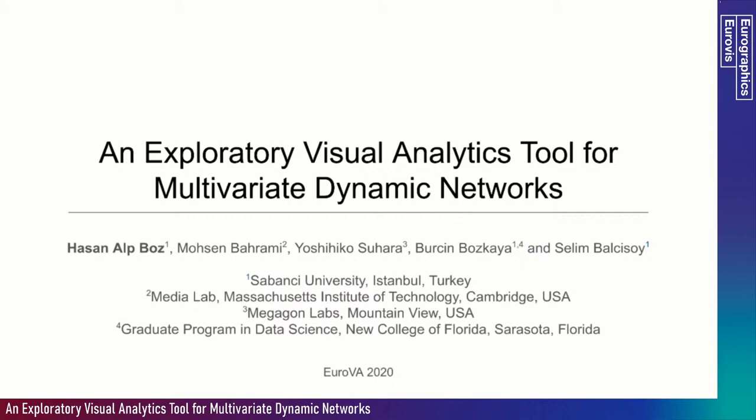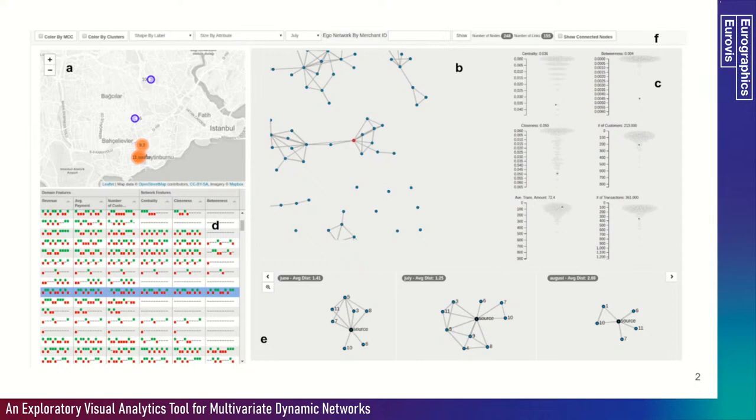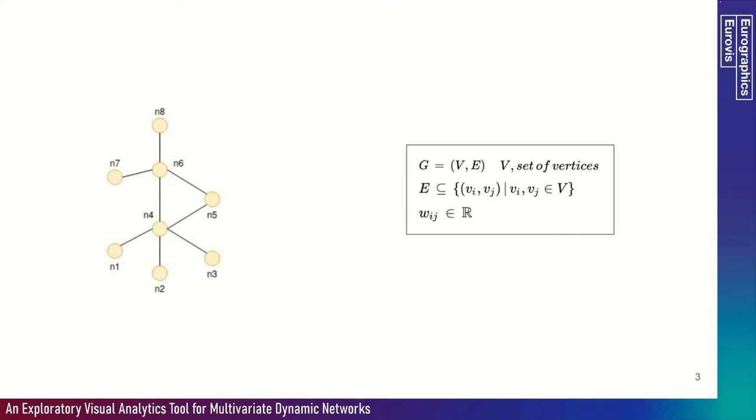Welcome. My name is Hassan Alpos, and I'm a first year PhD student studying at Sabancı University, Istanbul. In this presentation, I'm going to talk about an exploratory visual analytics tool for multivariate dynamic networks with spatial attributes. In its simplest form, a network consists of nodes representing entities and edges that capture the relationship between them.